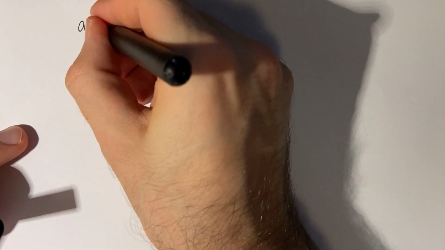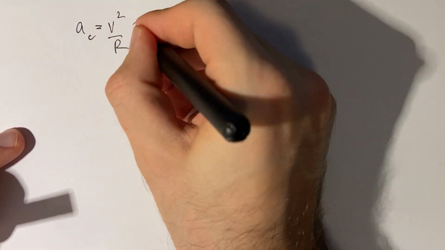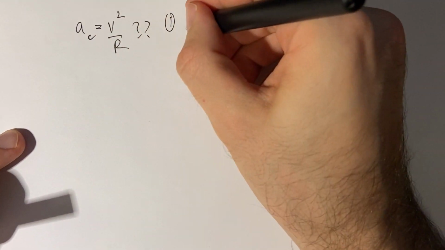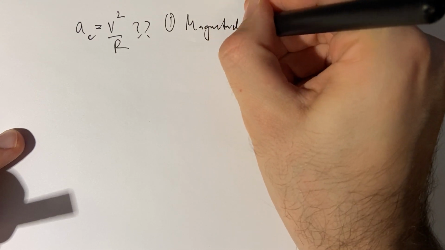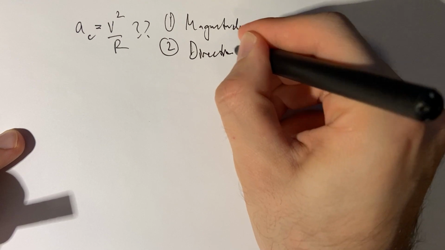In this video we're going to derive the formula for the centripetal acceleration. Why is it that a_c equals v squared over r? First we will derive the magnitude of the acceleration vector, and then we will derive its direction.